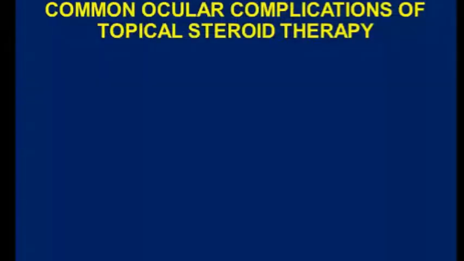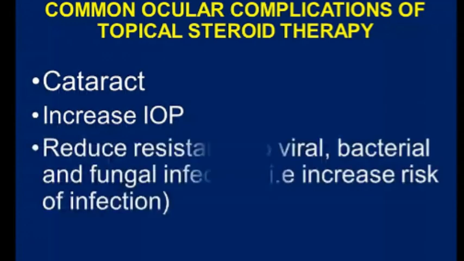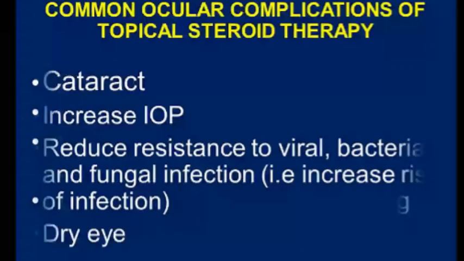So common ocular complications of topical steroids. Like I said, it can put you at risk of cataract if abused or prolonged use. It also increases IOP. It reduces resistance to viral, bacterial, and fungal infection. So it puts you at increased risk of infection. So like I said, if you are treating a bacterial or fungal infection, it's better you avoid a steroid. If you must, you should go for a combination. It also causes dry eye.